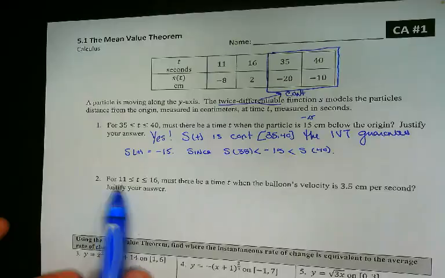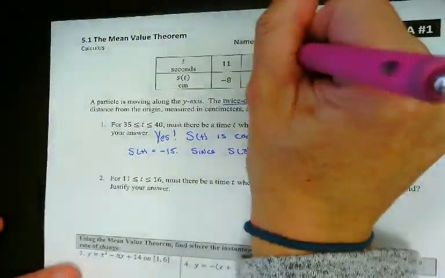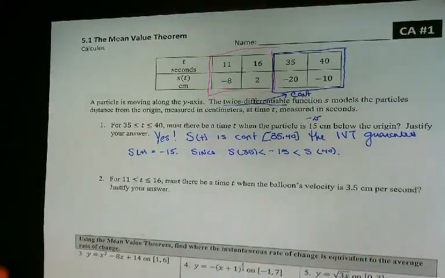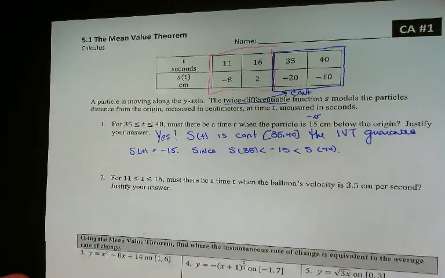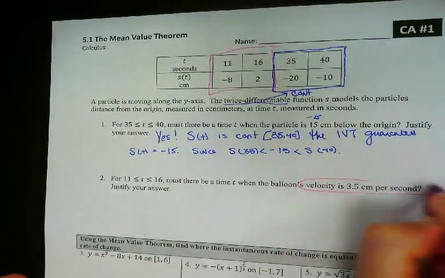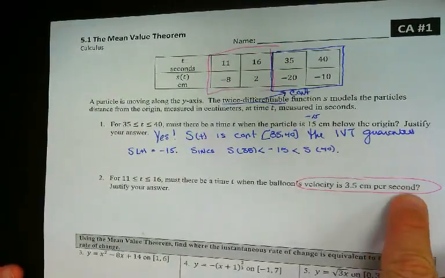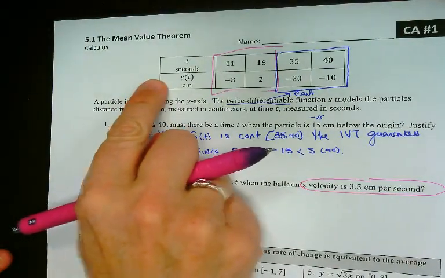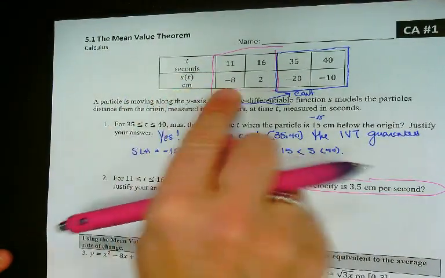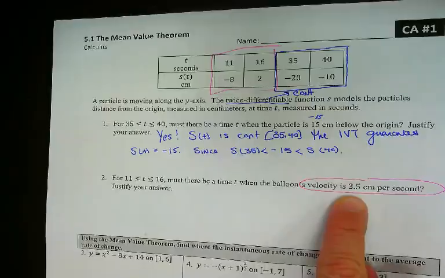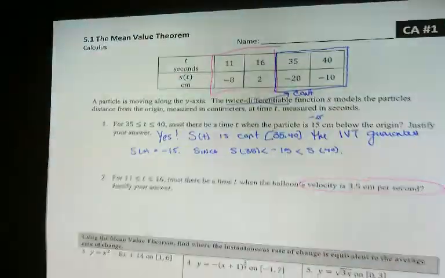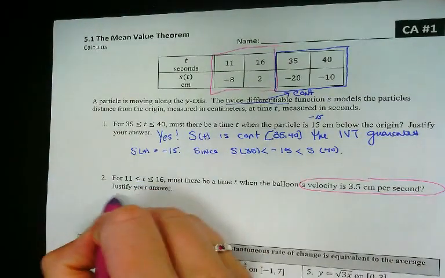Number 2 said between 11 and 16. So now I'm honing in on just this section. I don't care about any other piece. Just between 11 and 16, I want to know if the velocity is 3.5 centimeters per second. So now I'm looking at the what of this graph or table? The slope. I'm now looking at the slope to see if I get a slope of 3.5, and it's strictly between 11 and 16. So I'm just going to do the math.